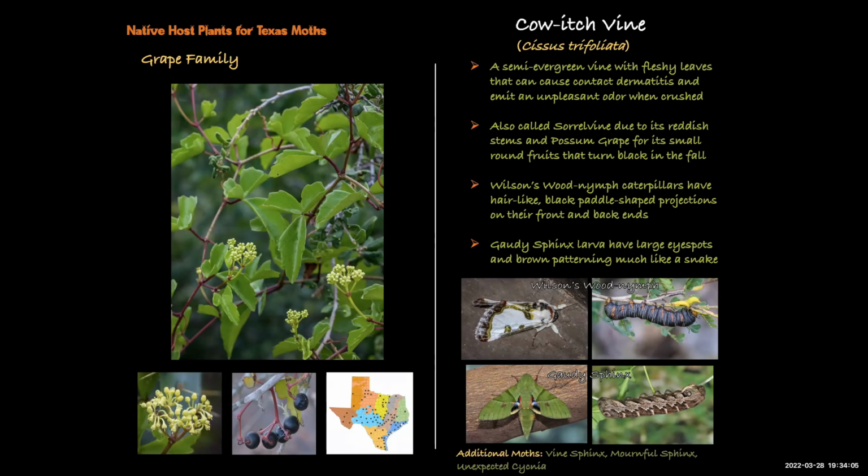These particular caterpillars are pretty distinctive in terms of their black and white lines, but they also have these black paddle-shaped projections on their front and back ends. I don't know if you can see them. I'm circling one here and one here. The gaudy sphinx is a beautiful moth because it's that gorgeous lime green color. And its larva has large eye spots that make it look like a snake mimic. And that hopefully keeps predators away.